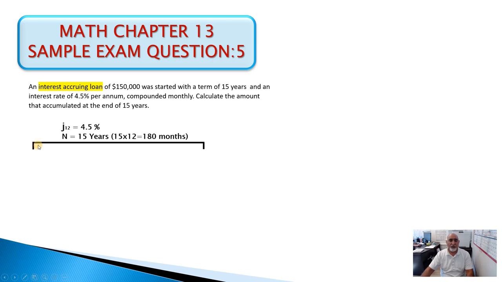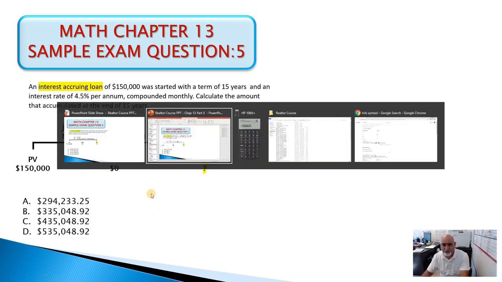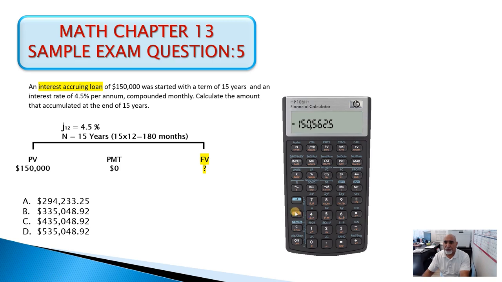So first thing we do is timeline diagram. Put the interest rate on the top and then time here. Now we're going to put in the PV. PV is 150,000, and the payment is 0. That's an interest accruing loan, 0 for payment, and we're looking for FV. So then these are the choices. We bring in the calculator, and we clear everything on the calculator. First thing we're going to do is put the interest rate, 12 for the compounding periods per year, and 4.5 for the nominal interest rate.